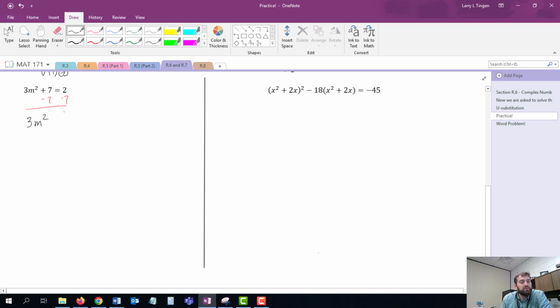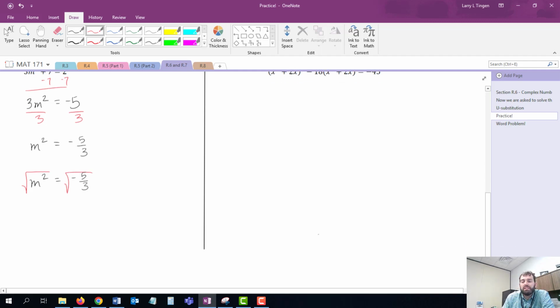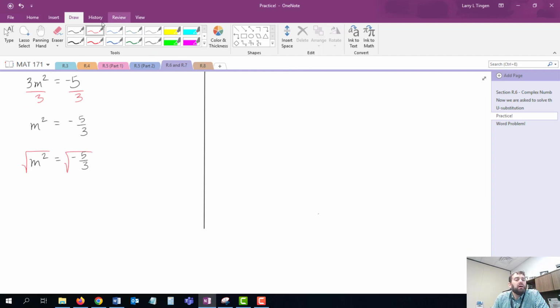7 minus 7 is 0, 2 minus 7 is negative 5. M squared is not by itself because it needs to be divided by 3. I've got m squared is equal to negative 5/3. And we know what happens next. I need to get rid of that square because, again, the goal is to solve for m. Solve for m means get m by itself.